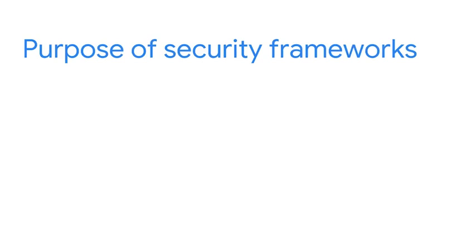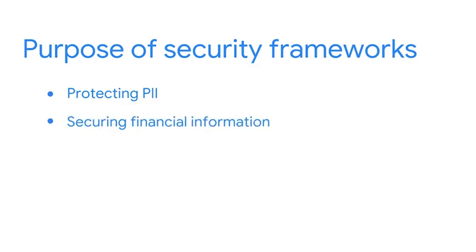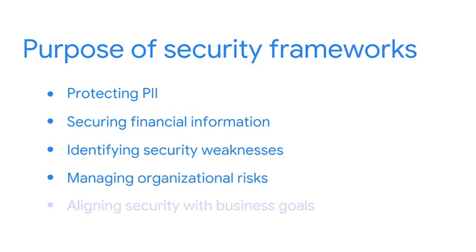The security lifecycle is a constantly evolving set of policies and standards that define how an organization manages risks, follows established guidelines, and meets regulatory compliance, or laws. There are several security frameworks that may be used to manage different types of organizational and regulatory compliance risks. The purpose of security frameworks include protecting personally identifiable information, known as PII, securing financial information, identifying security weaknesses, managing organizational risks, and aligning security with business goals.